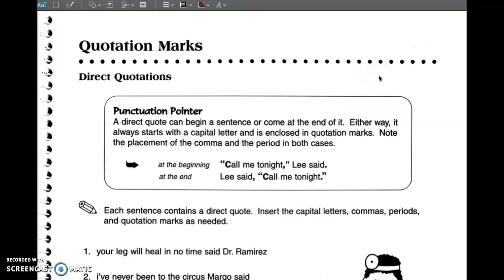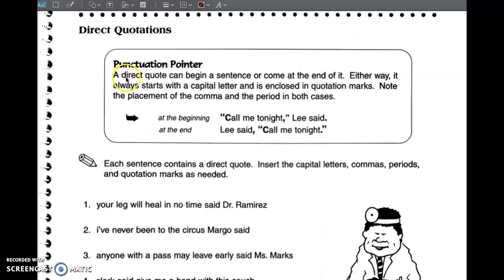Hello, everybody. We're going to go ahead and end our review about direct quotations with this worksheet here. So, to review again, a direct quote can either begin a sentence or it can come at the end of it. Either way, it always starts with a capital letter and is enclosed in quotation marks. Note the placement of the comma and the period in both cases.